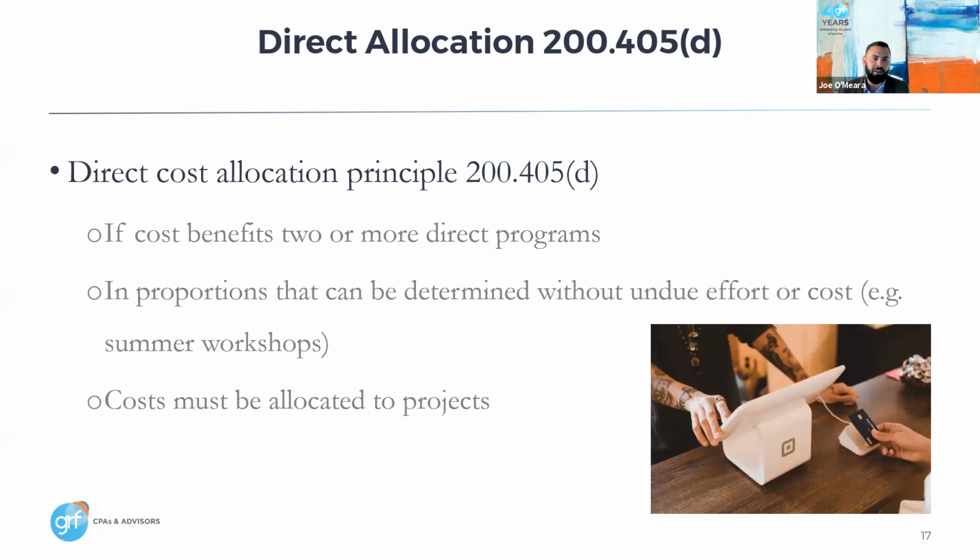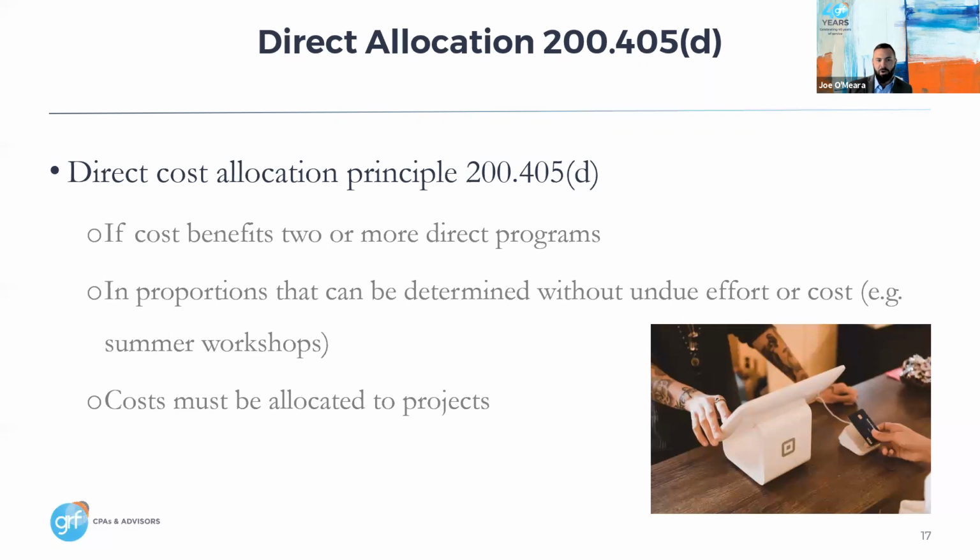So again, looking at what the principles say on the direct allocation method: if a cost benefits 2 or more direct programs, and you can find a reasonable way in proportion to determine it without undue effort or cost, so basically a relatively easy way to allocate these costs directly, then you can allocate them to the project.